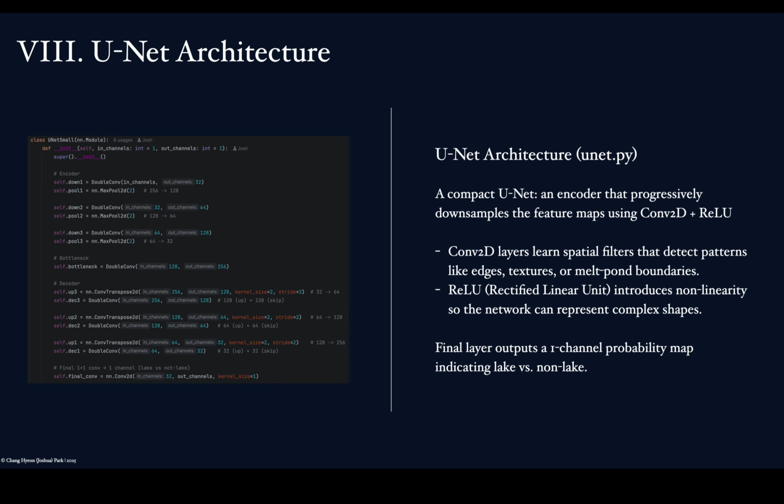U-Net architecture. This is a snippet of the U-Net architecture code. As you can see, it's a very preliminary, compact U-Net where it has an encoder and a decoder. The compact U-Net has an encoder that progressively downsamples the feature maps using Conv2d and ReLU. The Conv2d layers learn spatial filters that detect patterns like edges, textures, or melt pond boundaries. It basically just traces whatever is different and whatever is flagged. And the ReLU, the rectified linear unit, introduces nonlinearity so the network can represent complex shapes. As a result, the final layer outputs a one-channel probability map indicating lake versus non-lake.